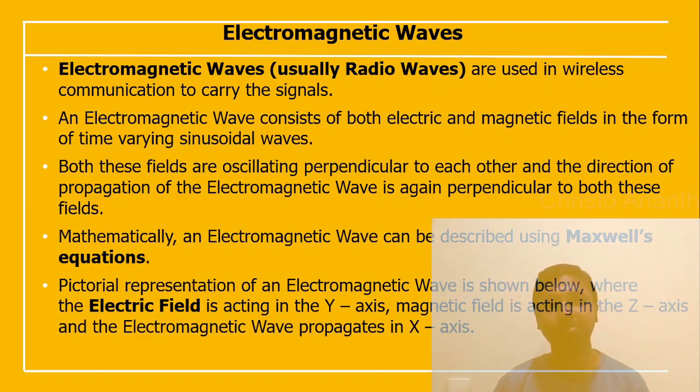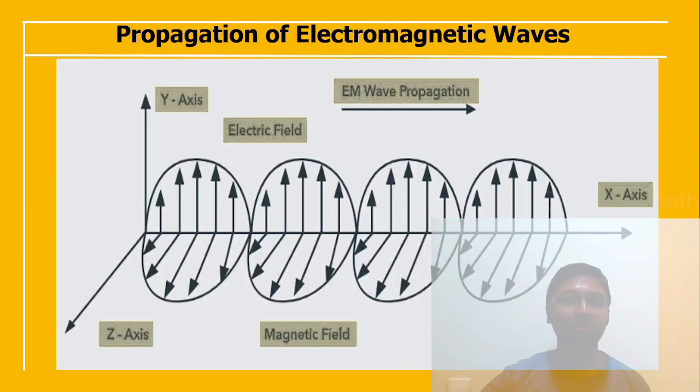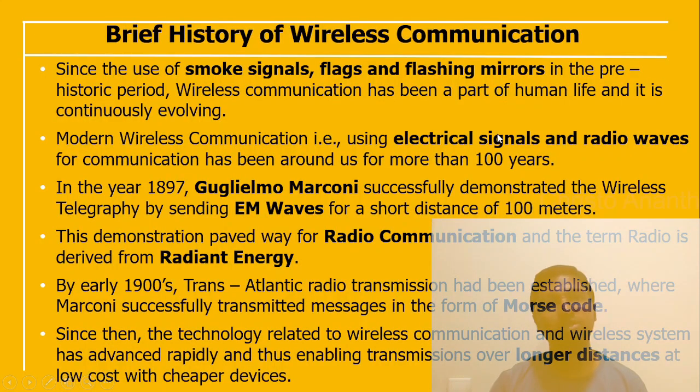So in the pictorial representation we'll see the electric field along the y axis, the magnetic field along the z axis, and the electromagnetic wave along the x axis. So we see the propagation of electromagnetic waves: x axis, y axis, z axis, electric field, magnetic field, and wave propagation.